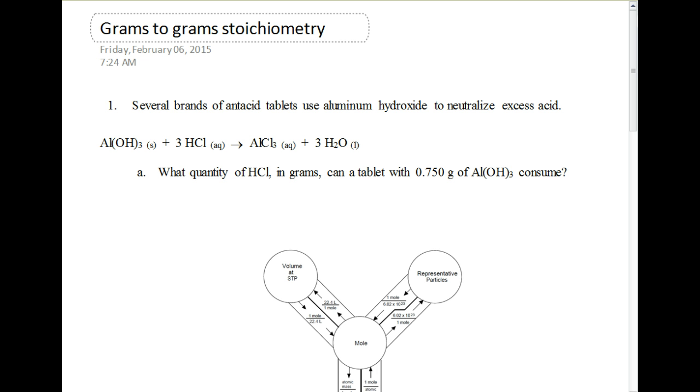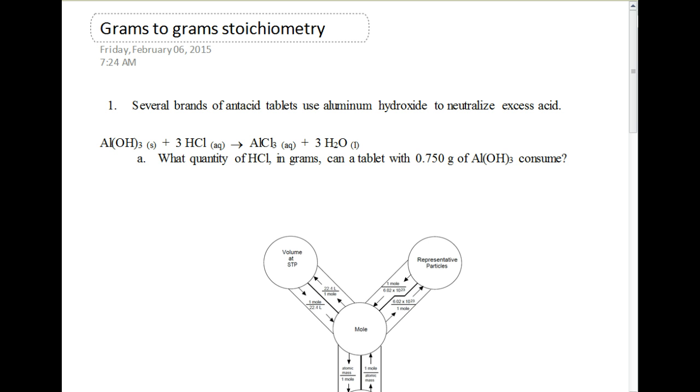So it says, question number 1, several brands of antacid tablets use aluminum hydroxide to neutralize excess stomach acid. We have hydrochloric acid in our stomach, and sometimes a little too much of that can be uncomfortable. So this is the balanced equation given to us. We have aluminum hydroxide reacts with 3 HCl molecules to produce aluminum chloride and water. And so this is already balanced for us, and so we're going to use this balanced equation to figure out some things. So let's look at our problem here first.